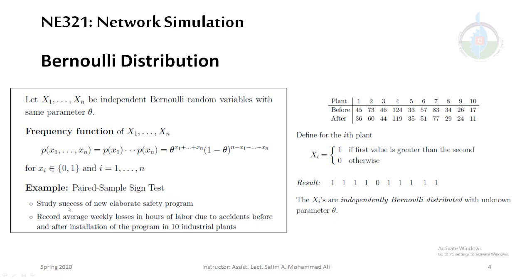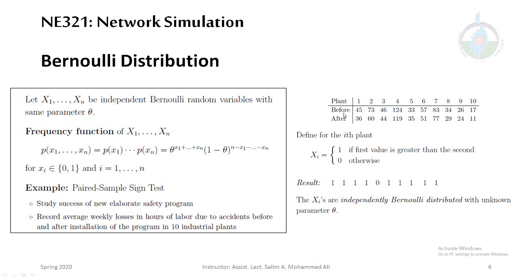Example for the paired sample sign test. Study the success of a new safety program. Record the average weekly losses in hours of labor due to accidents before and after installation of the program in 10 industrial plants. We have a record of average weekly losses in hours of labor due to accidents. Suppose that there is an accident in one plant, the whole work will be stopped, and some hours will be lost. So the company head of these industrial plants has installed a new safety program to see what will happen, what change will occur in the losses of labor hours.